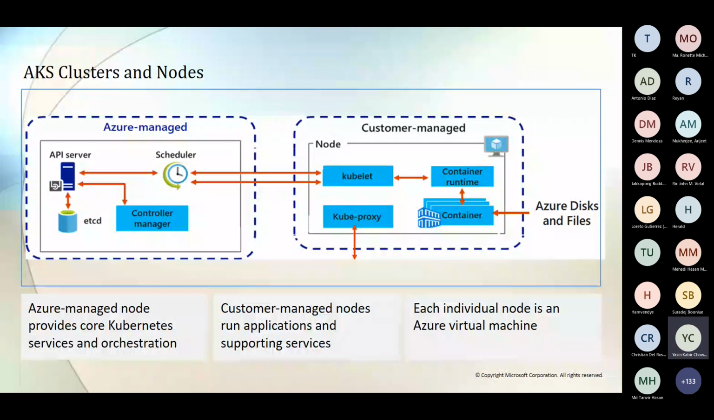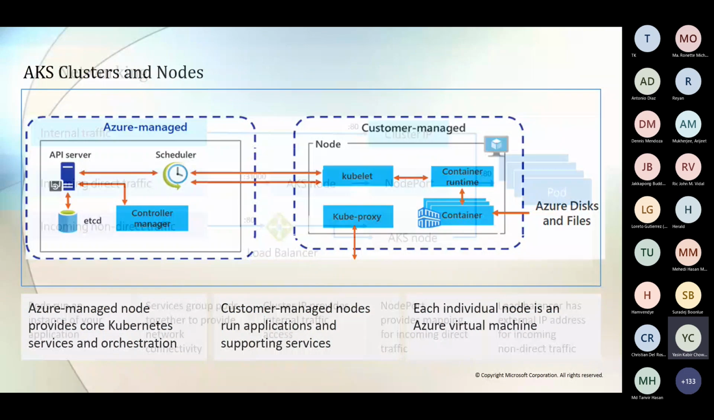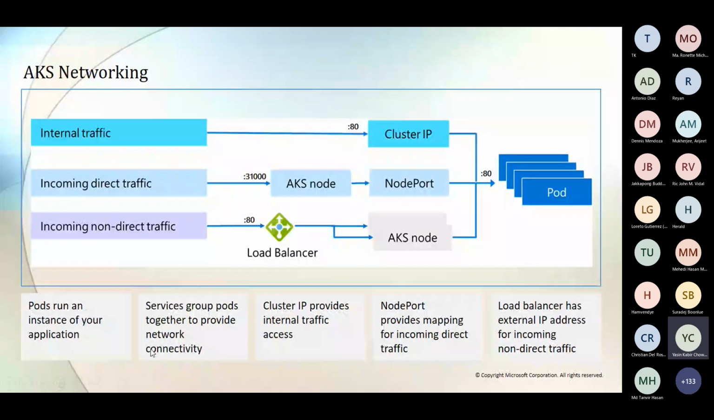How will the network work? There are 3 parts of the network. The first is internal traffic, another is incoming direct traffic in Kubernetes, and another is incoming non-direct traffic. Internal traffic goes directly to the cluster IP, and to whichever production container it needs. Suppose it is port 80, then it will find the container on 80, then it will access that cluster IP.